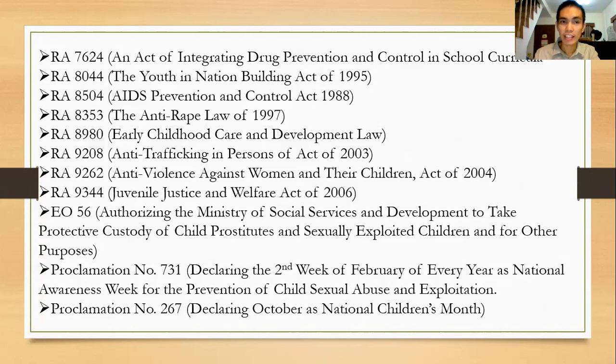RA 9208, Anti-Trafficking in Persons Act of 2003. RA 9262, Anti-Violence Against Women and Their Children Act of 2004. RA 9344, Juvenile Justice and Welfare Act of 2006. Executive Order 56, authorizing the Ministry of Social Service and Development to take protective custody of child prostitutes and sexually exploited children and for other purposes. Proclamation number 731, declaring the second week of February of every year as National Awareness Week for the prevention of child sexual abuse and exploitation. And Proclamation number 267, declaring October as the National Children's Month.